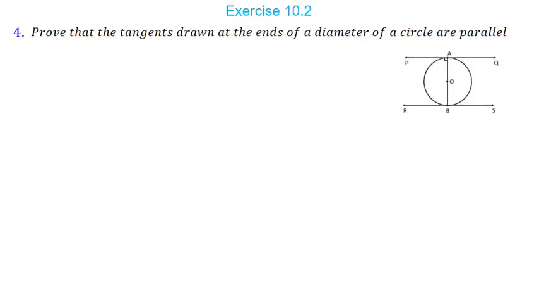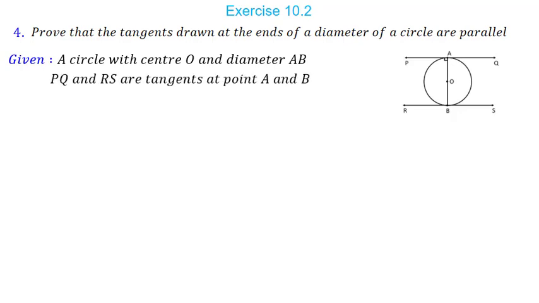Now let us see the fourth question. Here we have to prove that the tangents drawn at the ends of a diameter of a circle are parallel. So you can see in the diagram that we are given a circle with center O and diameter AB, and PQ and RS are the two tangents at points A and B. We have to prove here that PQ is parallel to RS.